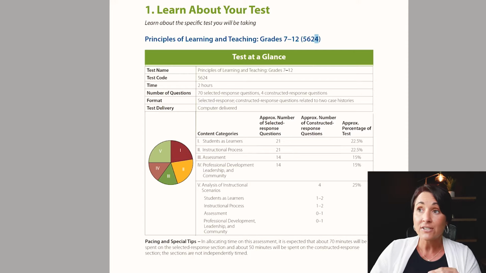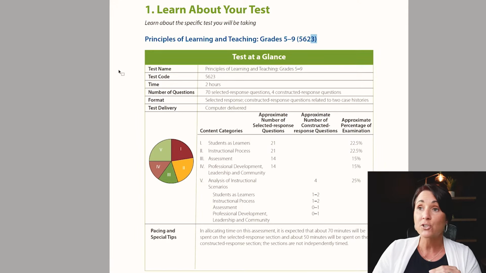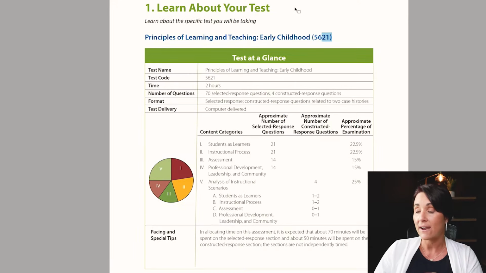Notice that every single one of them is virtually the same. Let's take a look at 5621. Here it is. Notice that there are 70 selected response questions, and then you have these 4 main content areas: students as learners, instructional process, assessment, and professional development, and then the last one is this analysis of instructional scenarios. I'm going to talk about that piece in a second. First, I want to focus on these first 4.